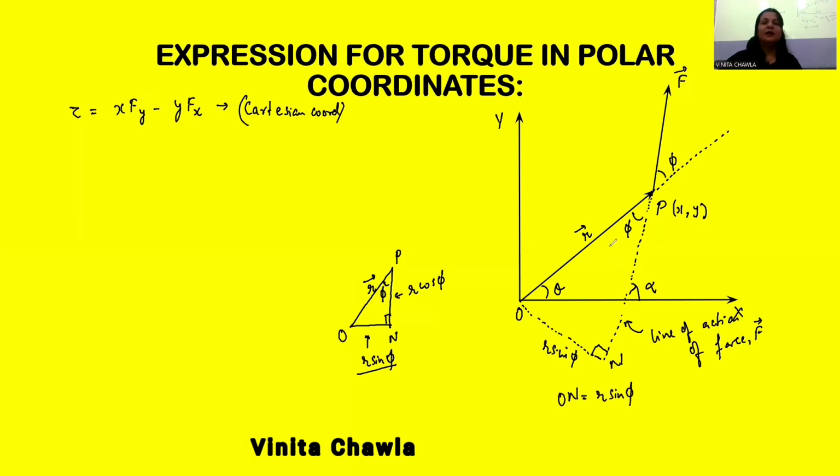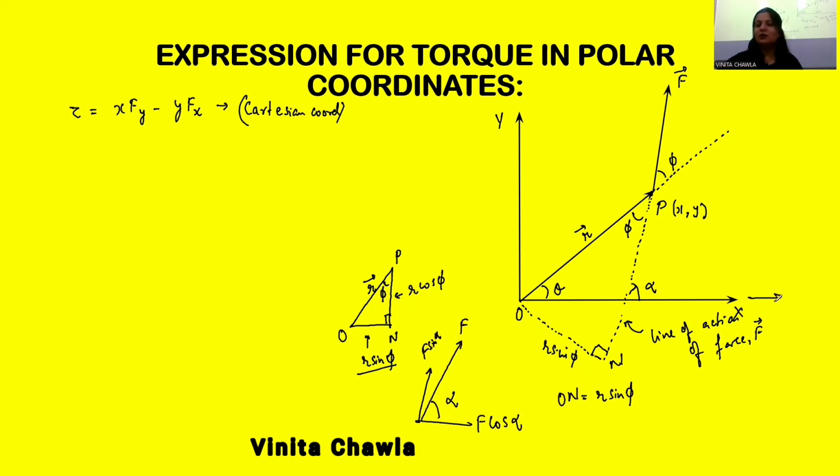Let's resolve this xy. Let's resolve this F in rectangular components. The horizontal component of the force is represented by this direction. This is the horizontal direction. The angle is alpha. Now focus on vector F. The angle it makes with the x-axis is alpha. So the horizontal component of force is F cos alpha, and the vertical component of force is F sin alpha.